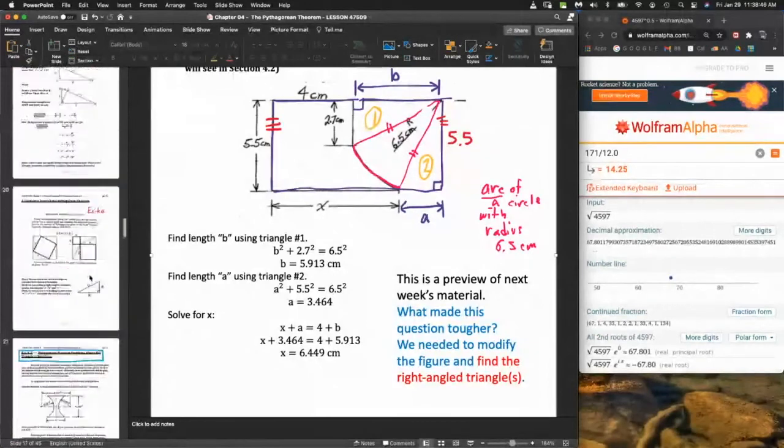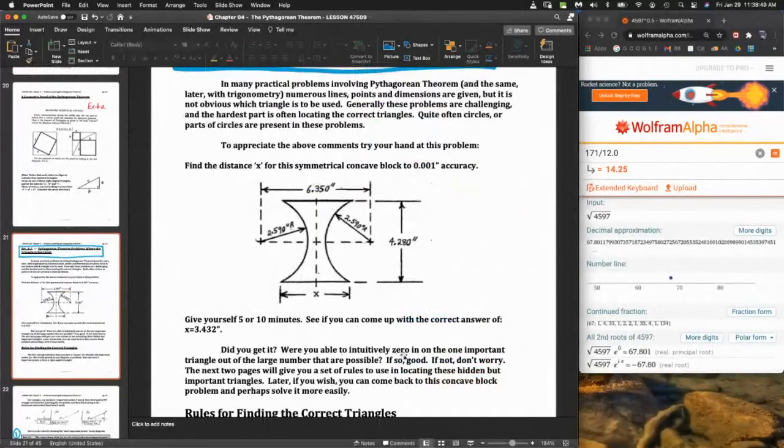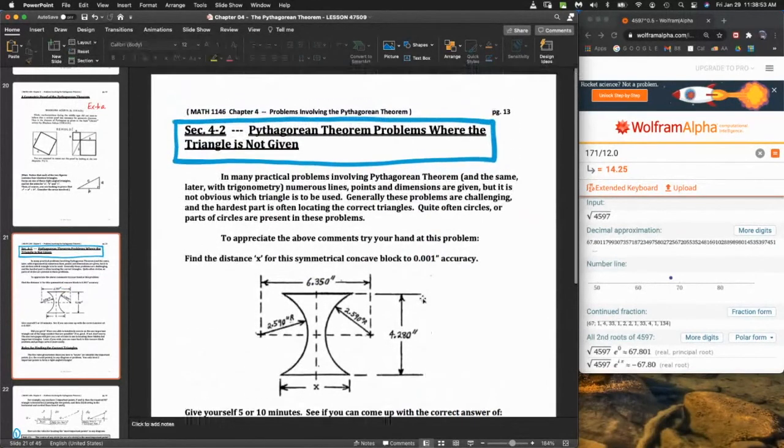I'm going to scroll ahead here quickly and take a look at the title of the next section. What does it say? Read the title to yourself. Pythagorean Theorem problems where the triangle is not given. Blessed. That's right, my friend.